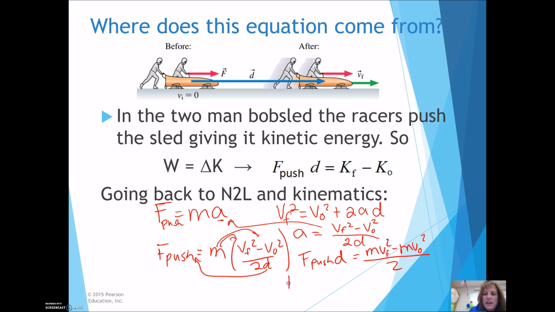Oh, holy cow. Wait, force of push times D, so work, is equal to 1/2 mv final squared minus 1/2 mv initial squared, right? And that's equal to my change in kinetic energy. So look, there's my equation for kinetic energy, 1/2 mv squared. So it comes from work. It's not new. It's just taking what we learned in the previous units on Newton's second law and kinematics and putting it into one simple, easy form.